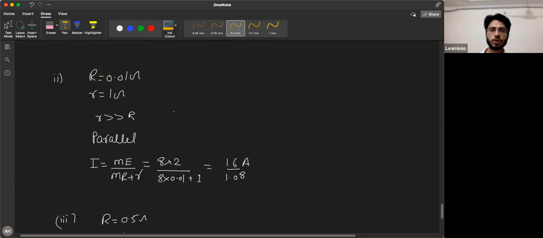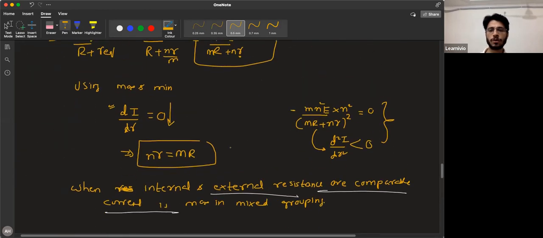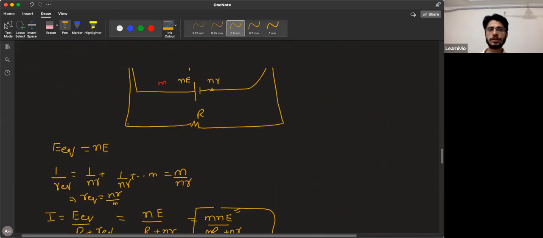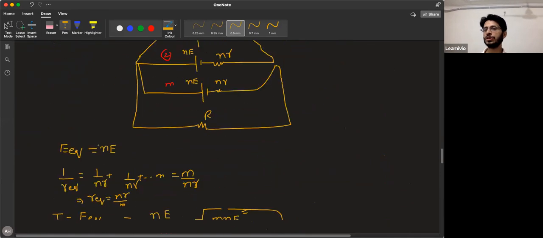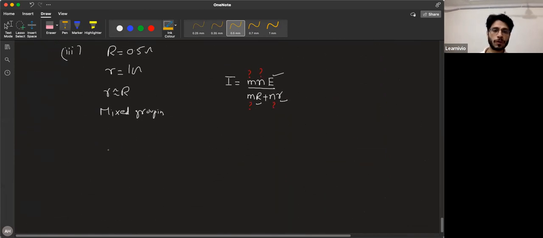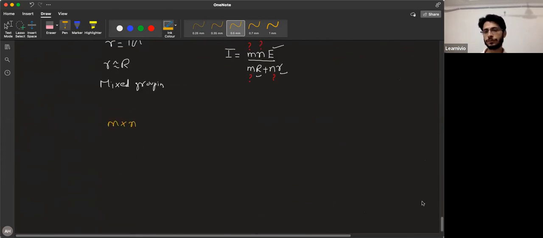From where will you get these two equations? One equation is this: M into capital R equals N into small r. Another equation is this: total number of cells is M into N. Now tell me, what is M into N here? Total number of cells is 8, right? That's your first equation. What is the second equation? M into capital R is N into small r.